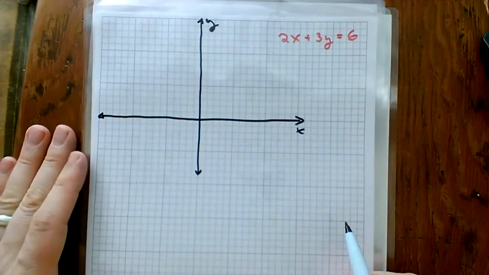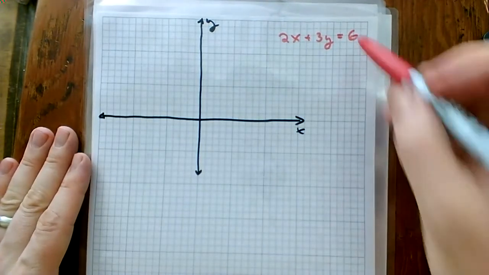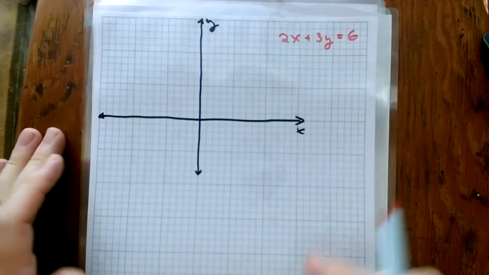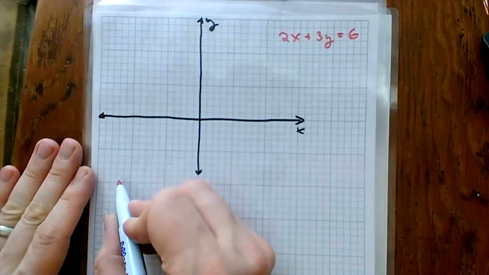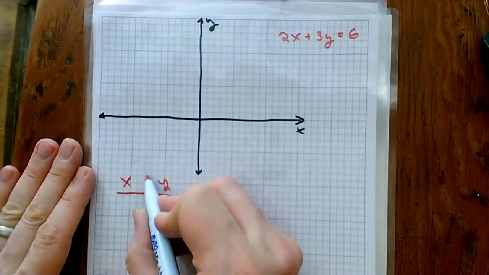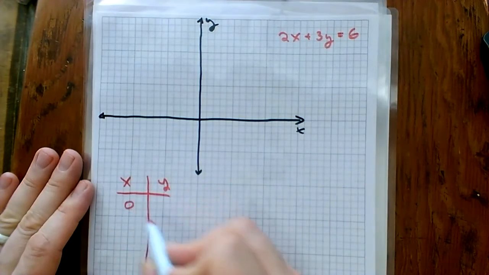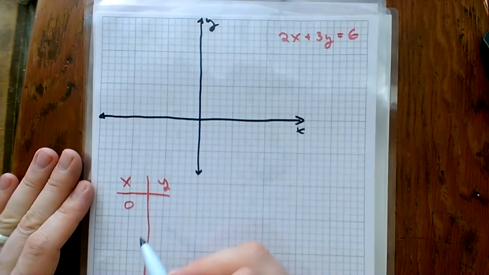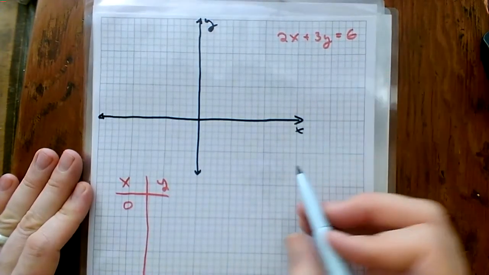But we can still do things like make our table, and once we figure out a couple points, we can plot those points and figure out what our line would look like. So let's say we've got our x and y, and I always like to include a couple values of 0. First, I'll try a 0 for the x. So let's figure out what my equation would be if x were equal to 0.